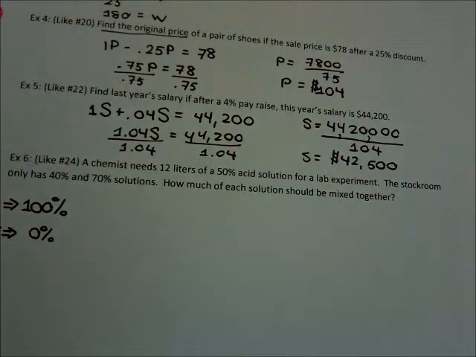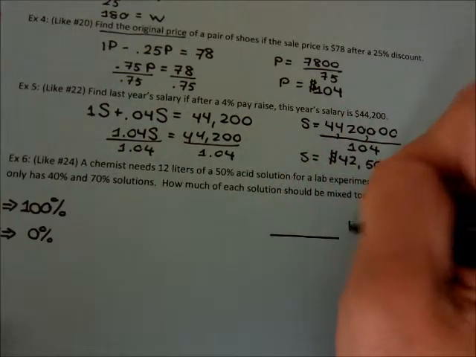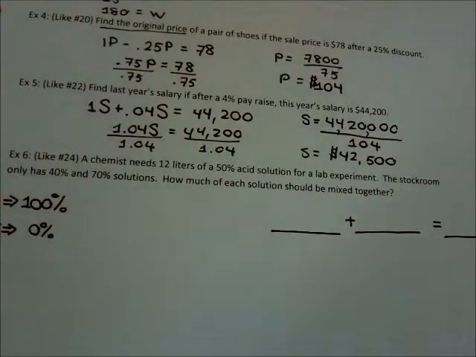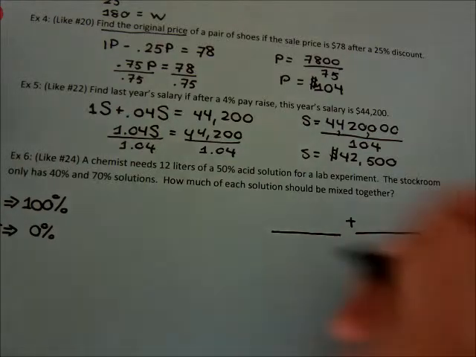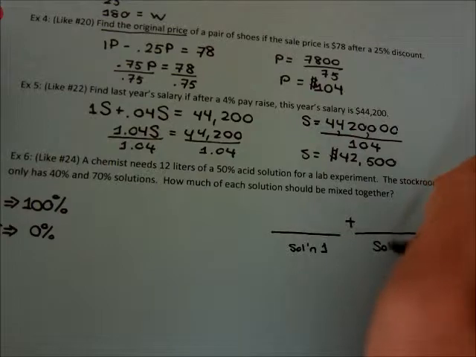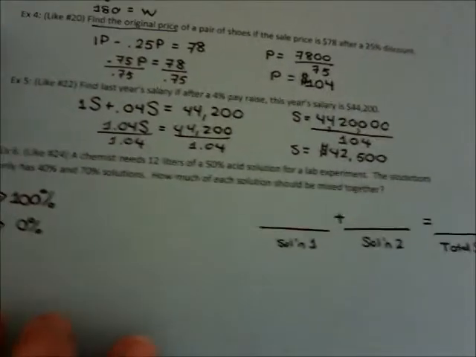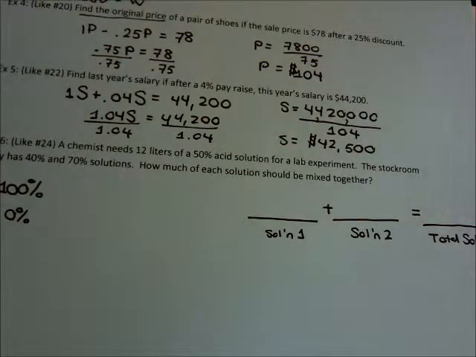All right, so leave some room for your let statements, but then we're going to show over here that we're taking two items, adding them together, and we're going to make a total. So I'm going to say solution 1 plus solution 2 equals total solution. And that works for any two things that you're mixing together. So always set that up and be ready for that.